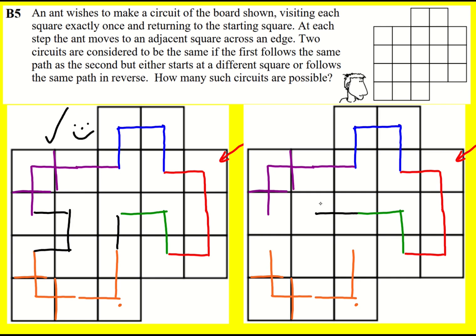If I went to the left instead, the question is, can I now connect? And I'm now going to have to go down and then connect here. So we see this also works, and there are two possible circuits.